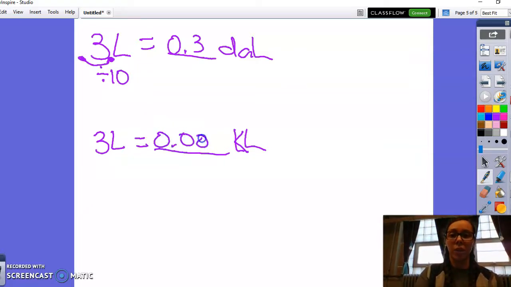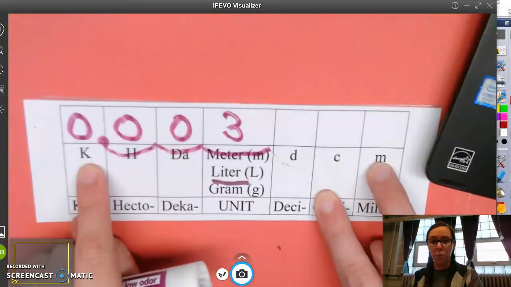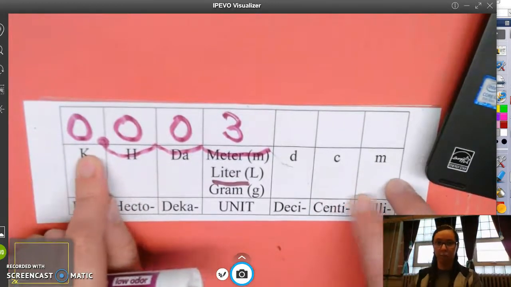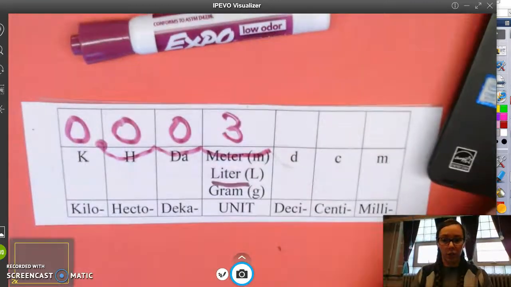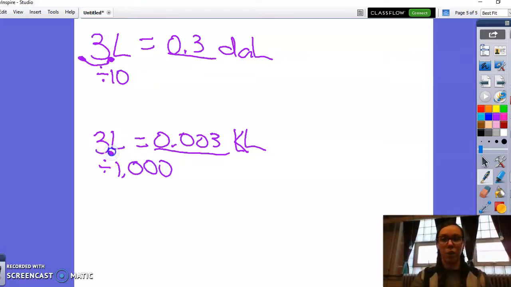We just found this by using our little chart. We're dividing this time. And remember, each box is by 10. And I moved 1, 2, 3 boxes. 10, 100, 1,000. Okay? There's that. So that means I'll divide by 1,000. Remember, if our decimal point is here, there's 3 zeros, so you move it 3 times. 1, 2, 3, which is what we just did to find this on our chart.